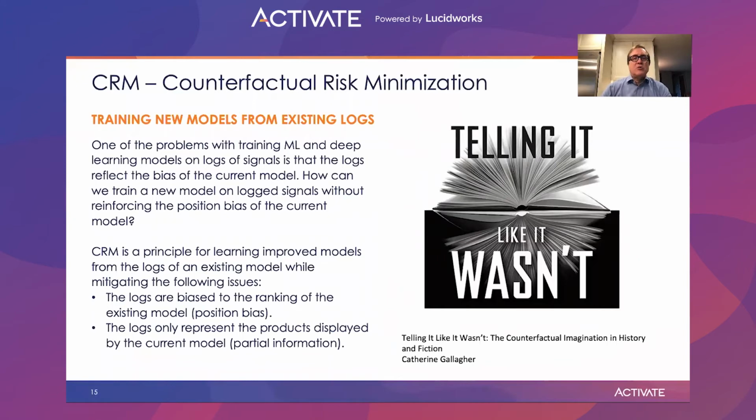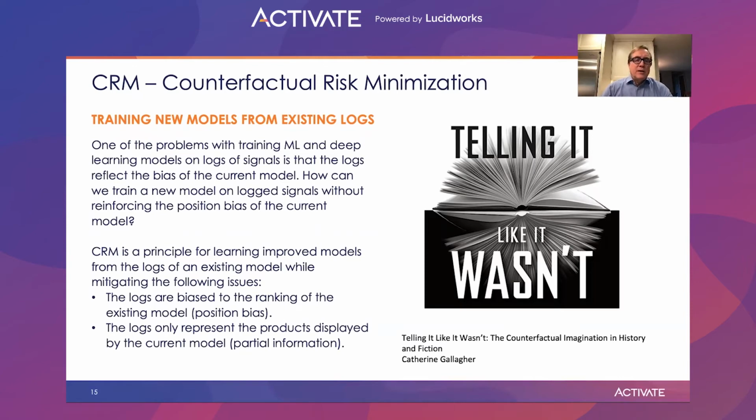So counterfactuals, and here I'm talking about a principle called counterfactual risk minimization, or CRM. The image here is of a book about counterfactual imagination in history, just reminding us that this is not a highfalutin concept. Some of the algorithms, as usual, are a little dense to understand at first, but the idea is, how would something have performed if it had been in place instead of the current ranking system?